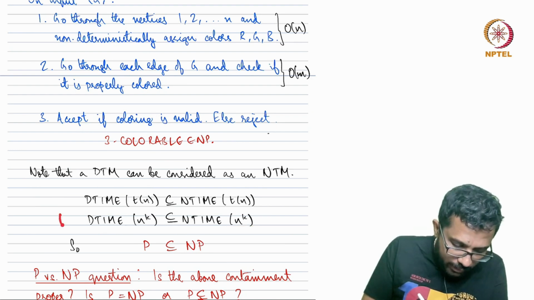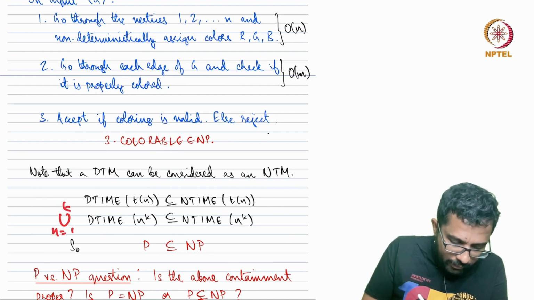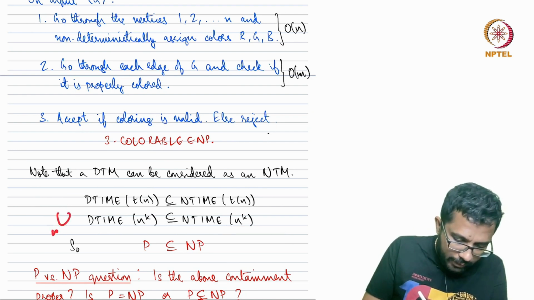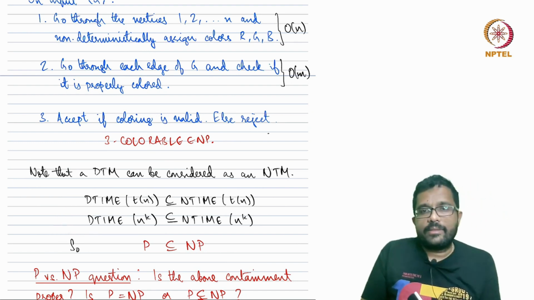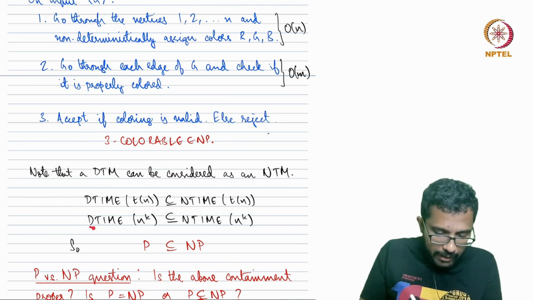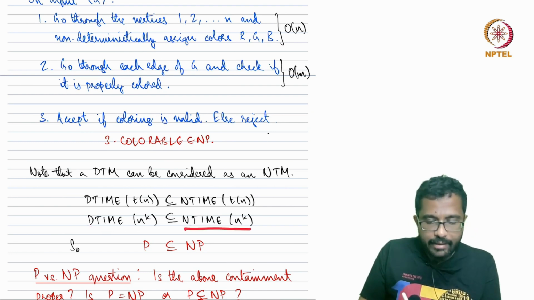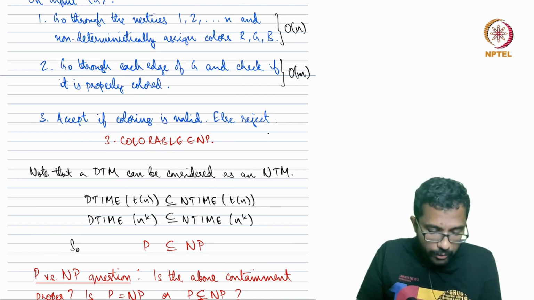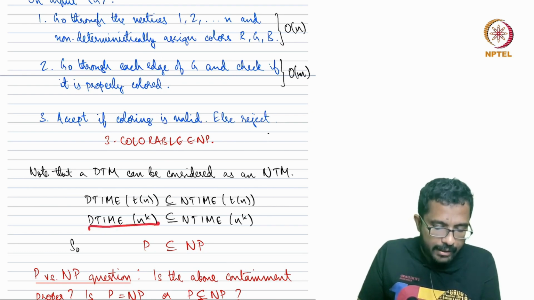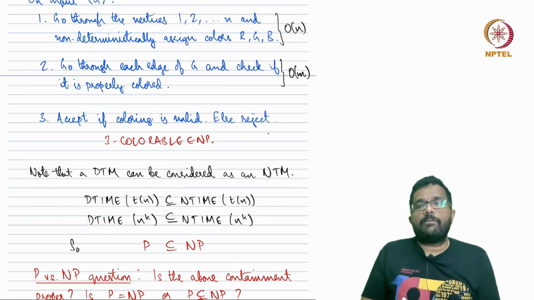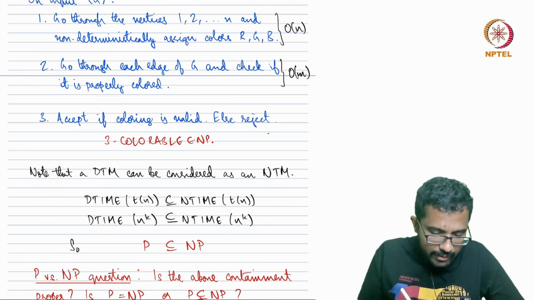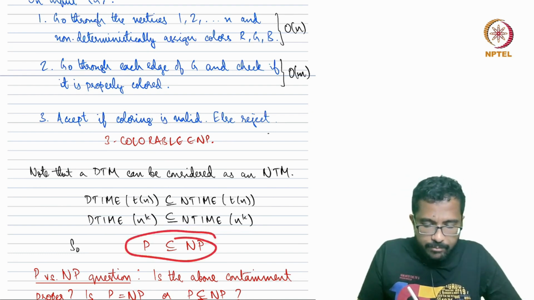Now, if I take the union over n equal to 1 to k, that is, the union over k equal to 1 to infinity for both these terms, we get P on the left hand side and NP on the right hand side. So, the union over all k of deterministic time n to the power k is P, and the union over all k of non-deterministic time n to the power k is NP. So, this gives us that P is a subset of NP.